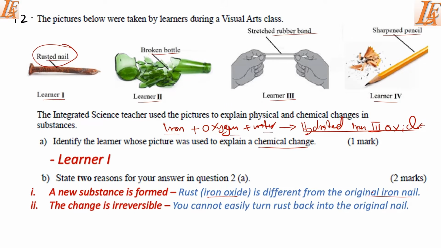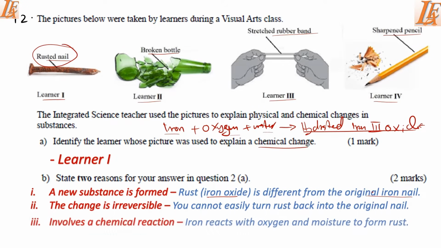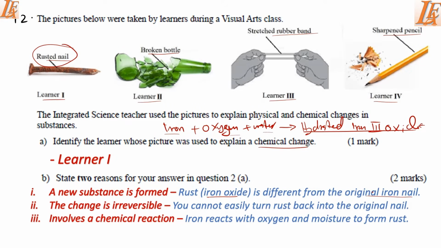Then the second reason is that the change is irreversible. You cannot reverse this process. Once rusting has taken place, there's no reverse for the same. Then the third one is that it involves a chemical reaction.